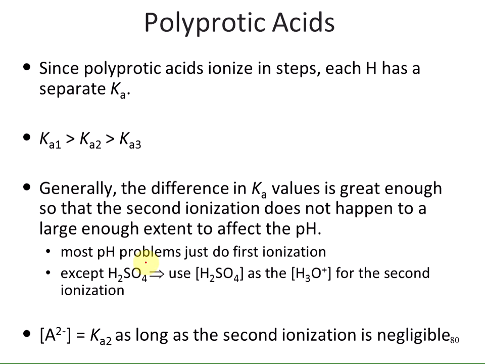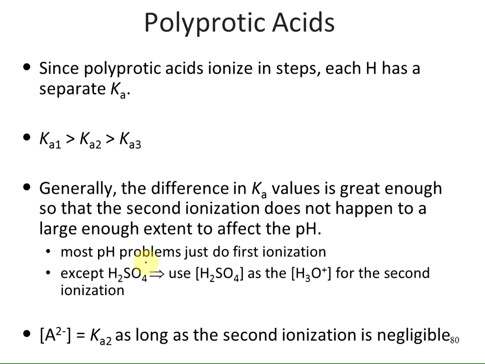So that means that the Ka is going to become smaller and smaller as we remove each proton. Generally, the difference in Ka values is great enough so that the second ionization does not happen to a large enough extent to affect the pH. Most pH problems just do the first ionization.